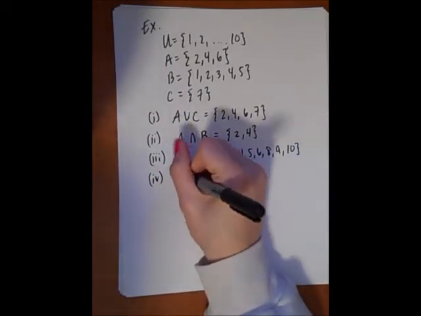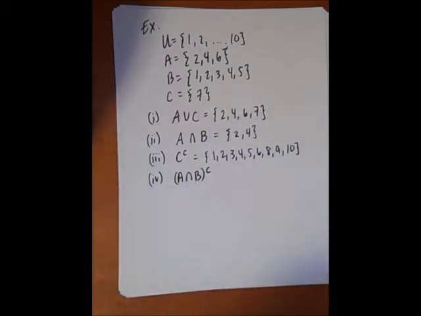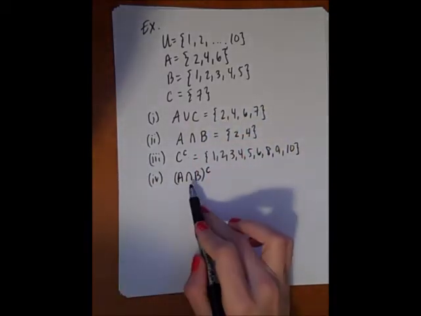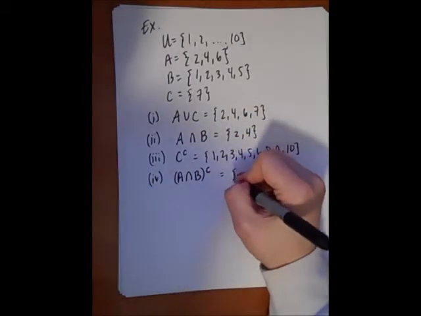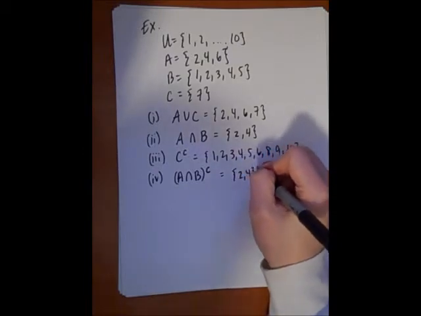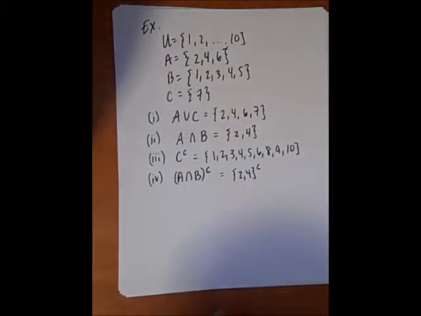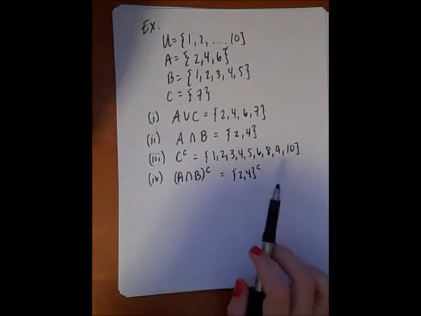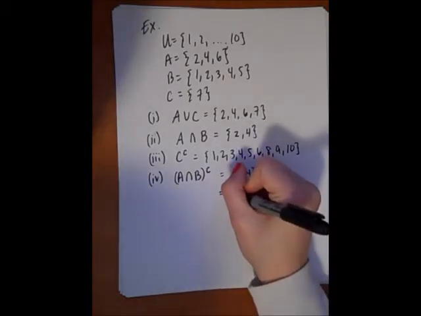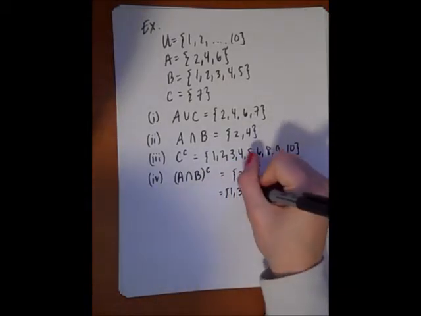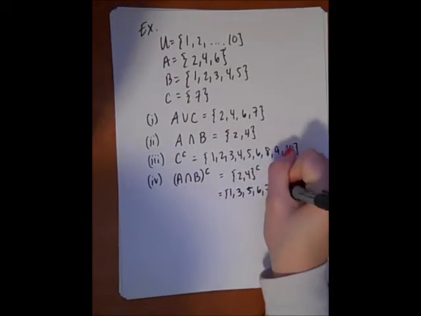What about A intersect B complement? So we already know what A intersect B is. This was 2, 4, and I'm looking for the complement of that. So I'm saying, what's in my universal set that's not in this? So that would be 1, 3, 5, and then up to 10.